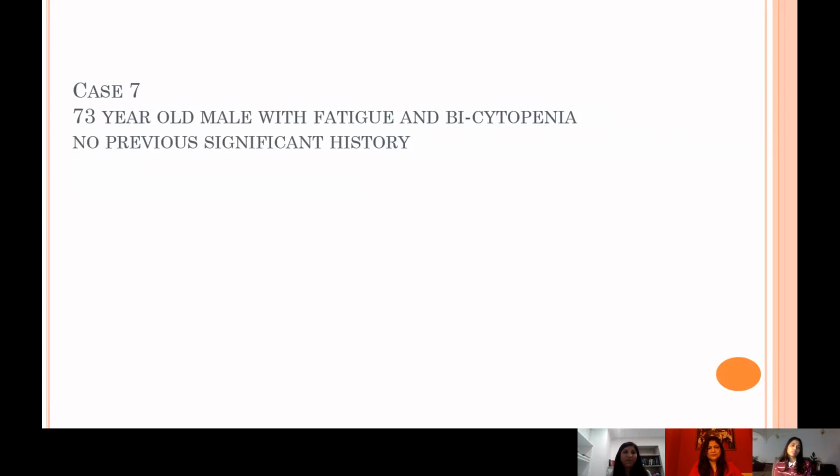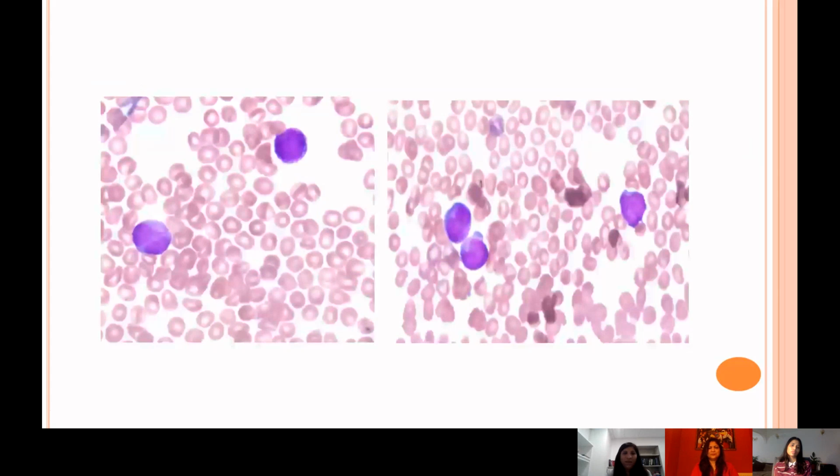Moving on to case number 7, patient is a 73-year-old male with fatigue and bicytopenia. There was no previous significant history. So in the peripheral blood film, you can see these large cells. They have a high NC ratio. They have very hypergranular cytoplasm. And on the bottom, you can see this granular cytoplasm. There is an Auer rod present, but the nucleus is quite large and folded, and there are prominent nucleoli as well. So this cell is typical of a promyelocytic kind of picture.